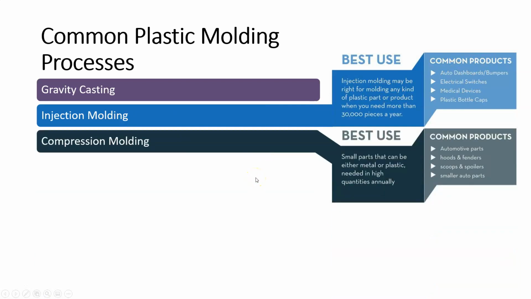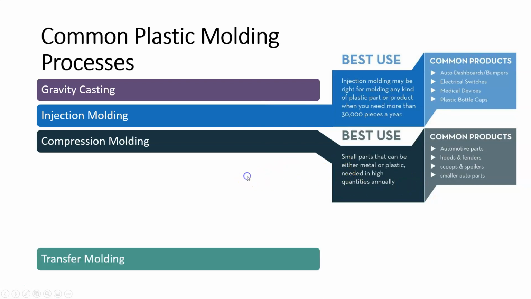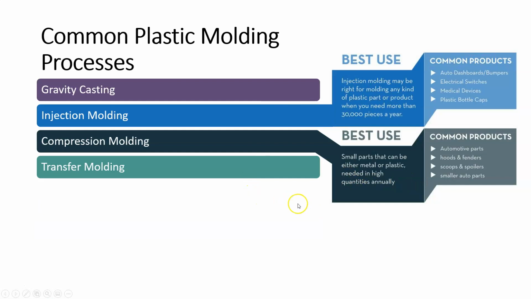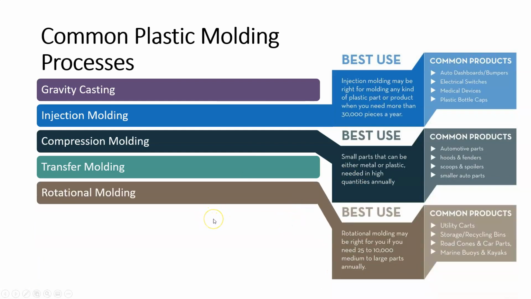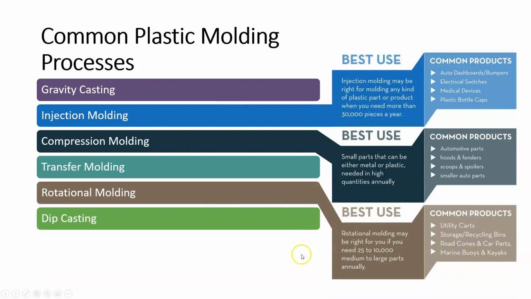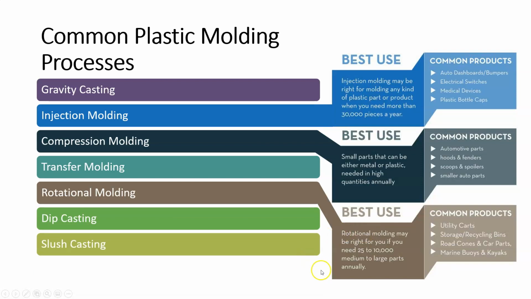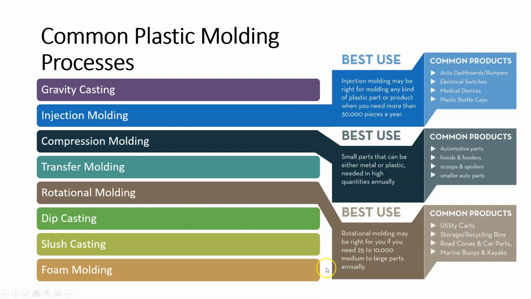Then we have compression molding. These can be used to produce small parts. Transfer molding. Rotational molding. We'll talk about this too in this presentation. Dip casting. And then slush casting, and then finally, foam molding, okay? So some of these are permanent, some of these are expendable. But the main ones that we're going to focus on are going to be injection molding and rotational molding.